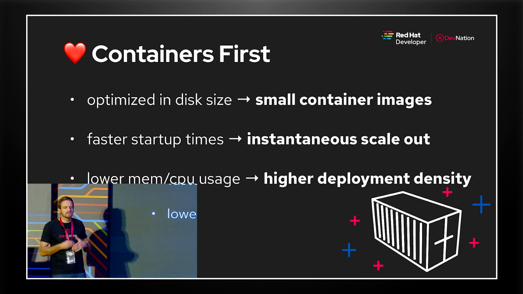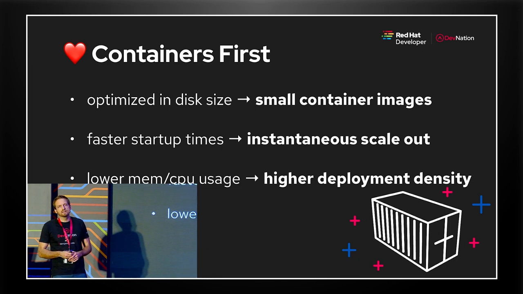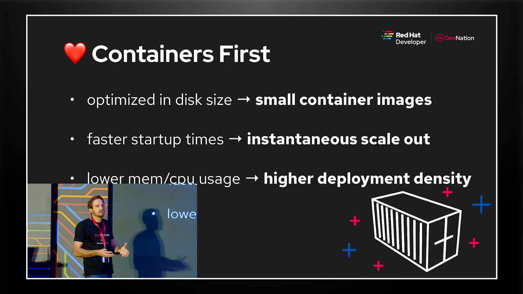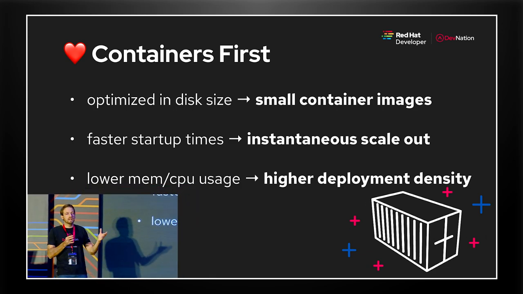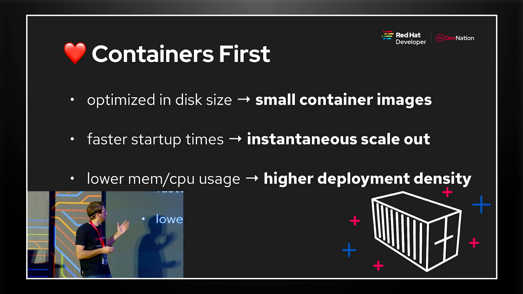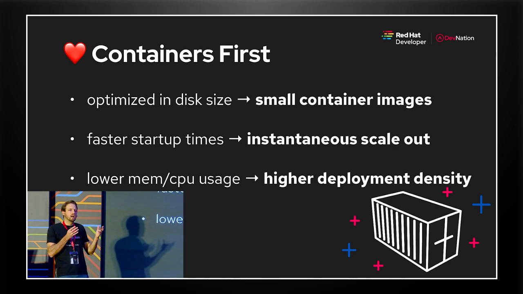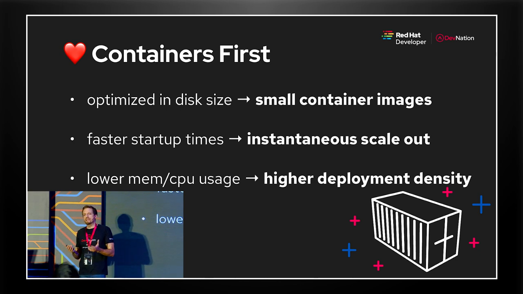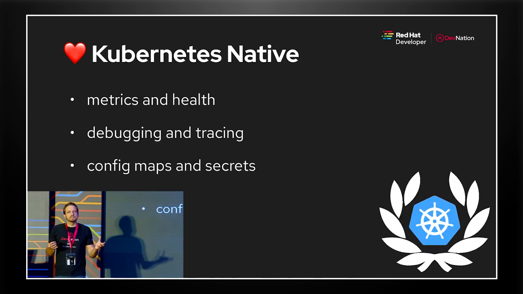So Quarkus builds artifacts for us that are optimized in disk size, which in turn leads to smaller container images. Then the optimized artifacts that Quarkus builds tend to start up faster, considerably faster, in particular when we use native executables. And this is then a very good fit for instantaneous scale-out needs that we might have in serverless scenarios. And finally, in general, lower resource consumption, CPU as well as memory, means, of course, we have higher deployment densities that we can achieve in our Kubernetes environment. So at the end of the day, we can save money by doing that. And so all of these are really desired properties for containers, but there's more to it.